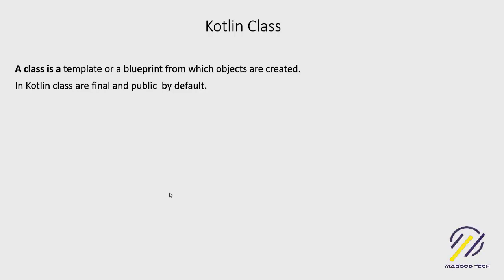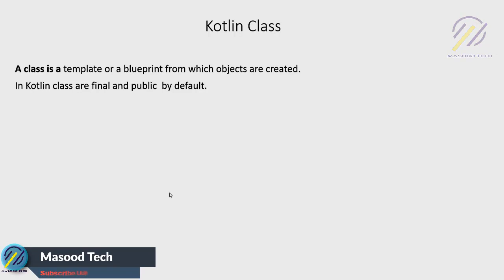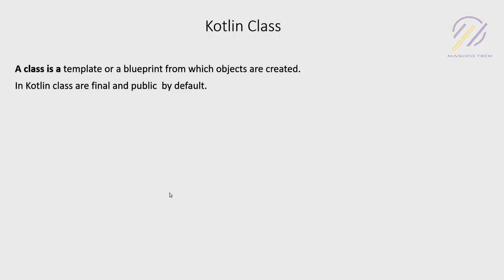So in the real world, we can map object to any of the things that we can see, like a TV, like a car, a dog. All of these are objects. So the classes that we are going to create in Kotlin can be mapped to a real world object. So a class is a template or a blueprint from which an object is created. And in Kotlin, the classes are final and public by default.